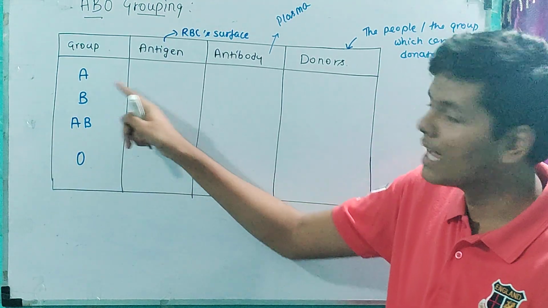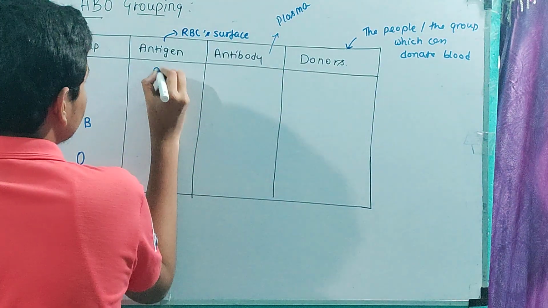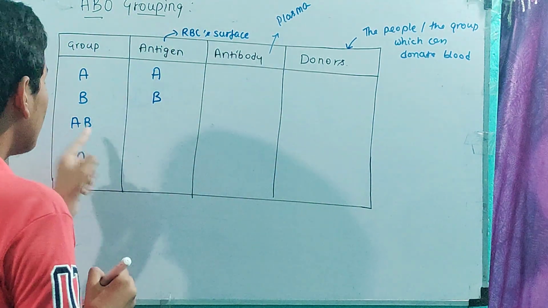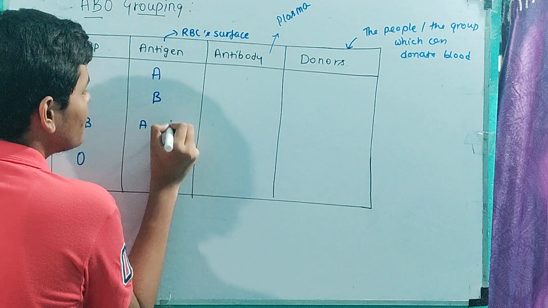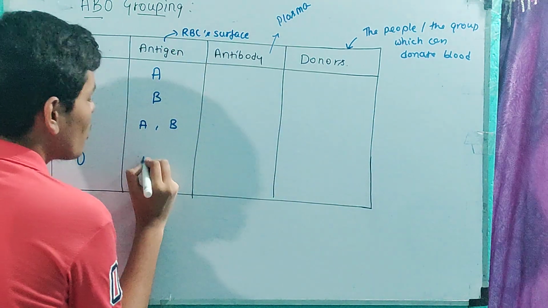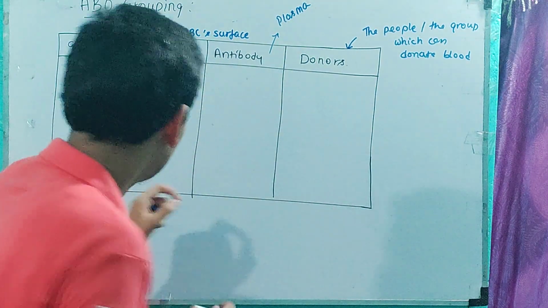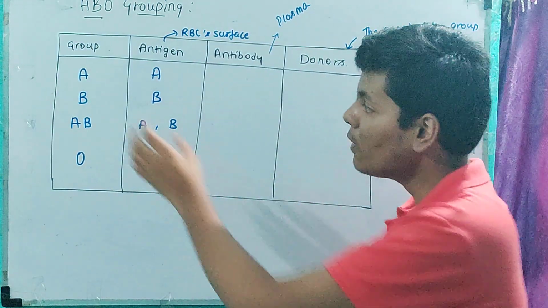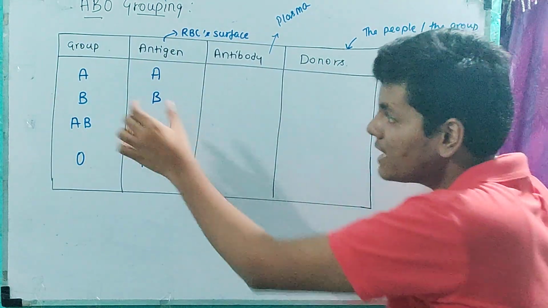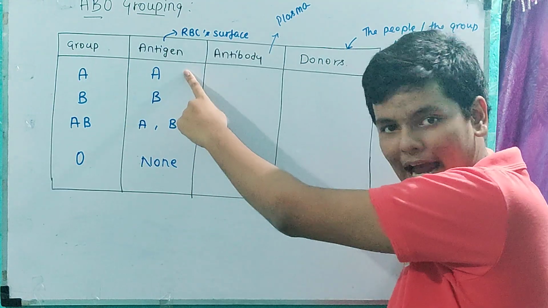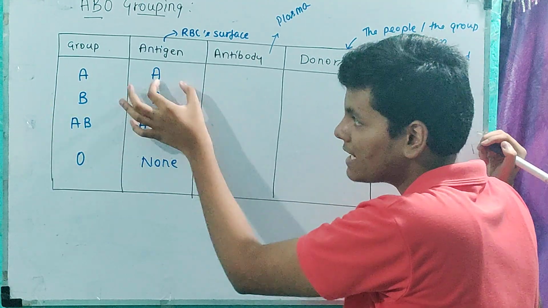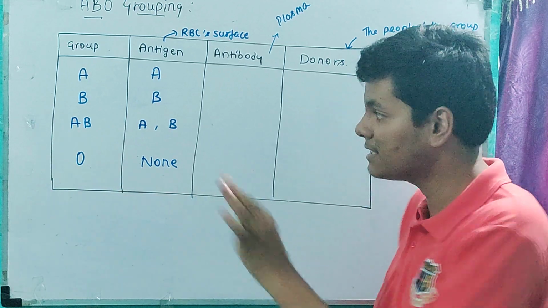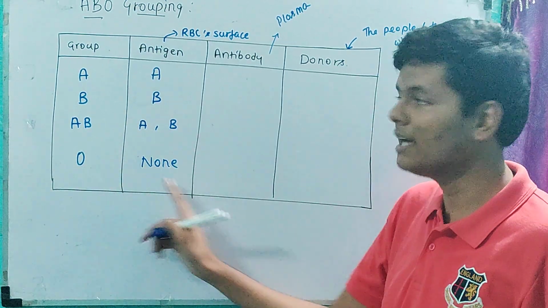Now Group A has antigen A. Group B has antigen B. Group AB has antigen A and antigen B. And Group O has no antigen. None. So now we can understand how we are naming the blood groups: on the basis of their antigen. Blood group A has antigen A, blood group B has antigen B, blood group AB has both antigens A and B, and blood group O has no antigen.